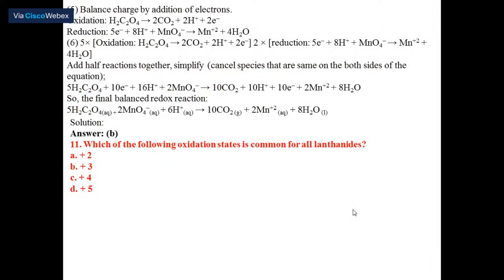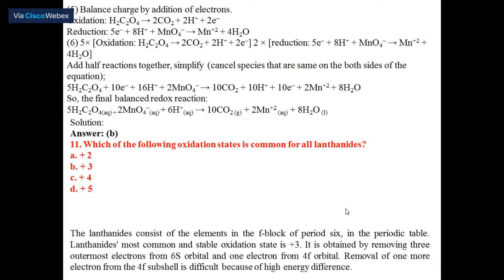The common oxidation state for lanthanides is plus 3 because it is more stable. When the lanthanides exhibit plus 3 oxidation state, they are more stable. Lanthanides consist of elements in the F block of period 6 in the periodic table. The most common and stable oxidation state is plus 3. It is obtained by removing 3 outermost electrons from the 6s orbital and 1 electron from the 4f orbital. Removal of one more electron from the 4f subshell is difficult because of its high energy difference.